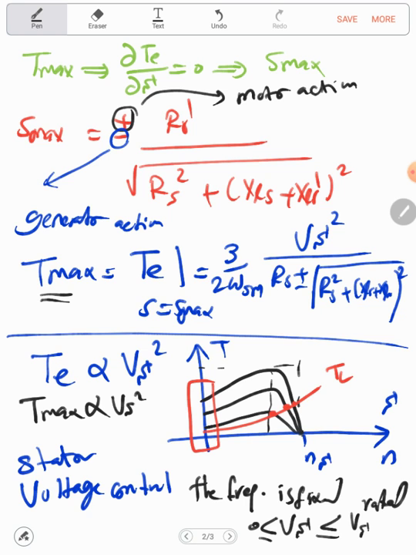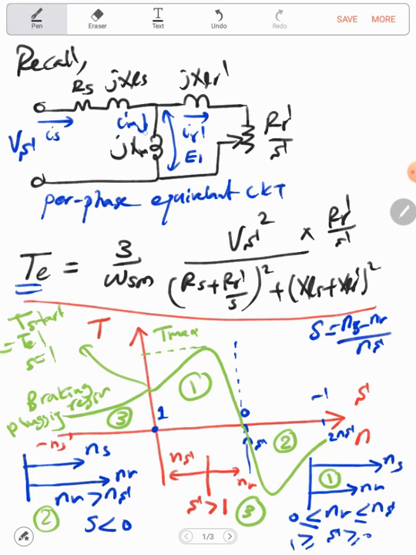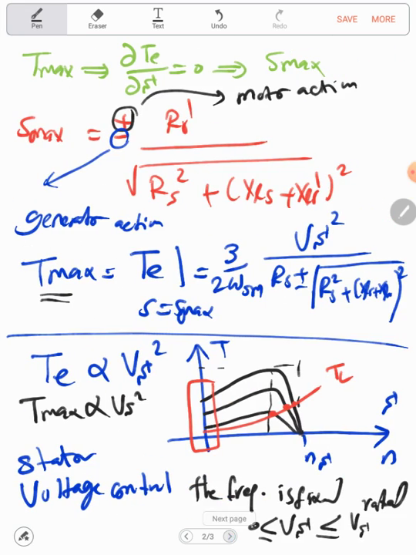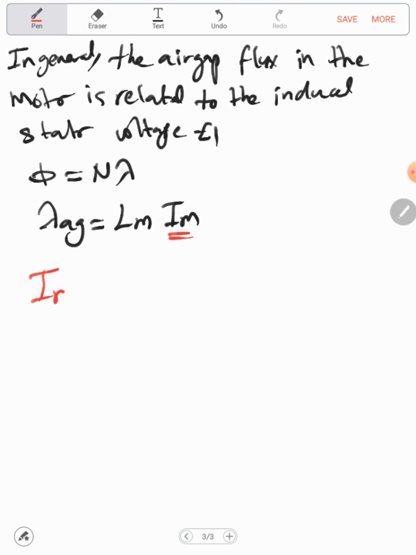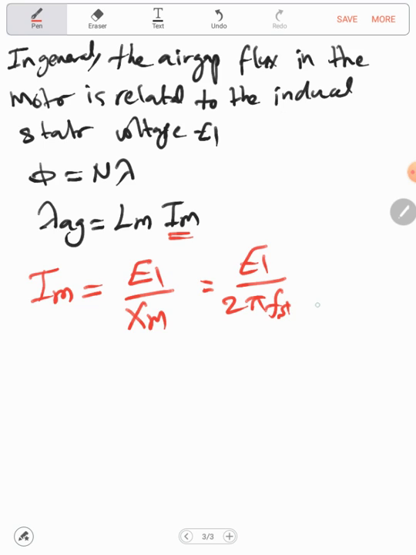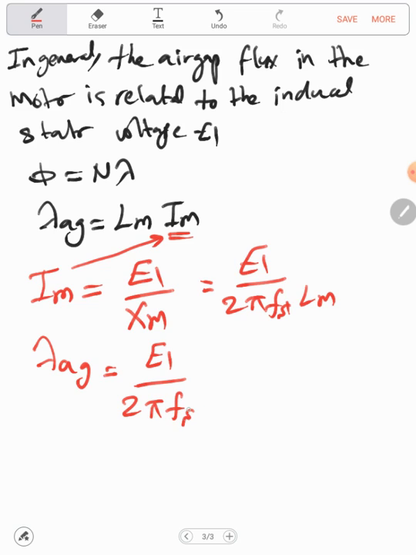Now from the per phase equivalent circuit, we can calculate IM simply. So simply here we can say that IM is equal to E1 over XM as a magnitude, which will equal E1 over 2 pi Fs LM. So if we substitute the magnetizing current in the flux linkage of the air gap, lambda of the gap will equal E1 over 2 pi Fs, which implies that the flux in the gap is proportional with E1 over Fs.